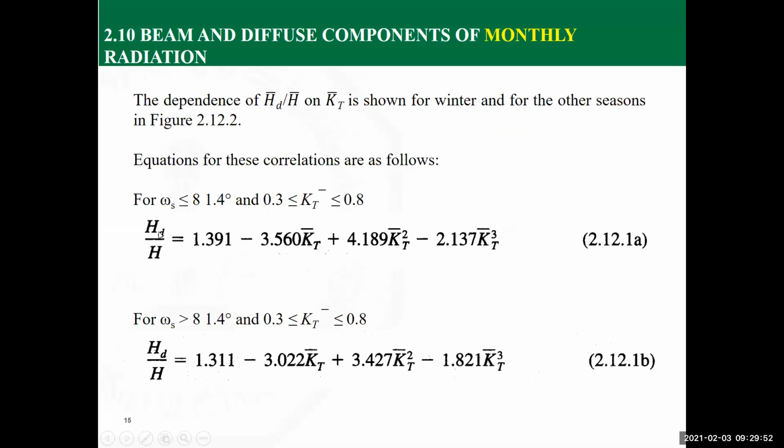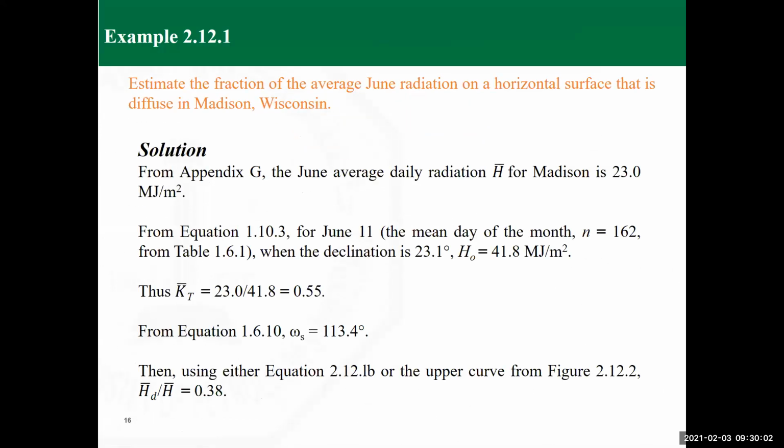So the values of HD over H are given here for 2 ranges of the sunset angle. And what we are looking for here is the monthly data. Then let's have an example on that. Estimate the fraction of the average June radiation on a horizontal surface that is diffuse in Madison, Wisconsin.